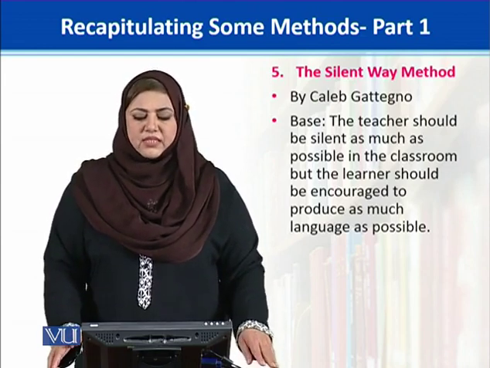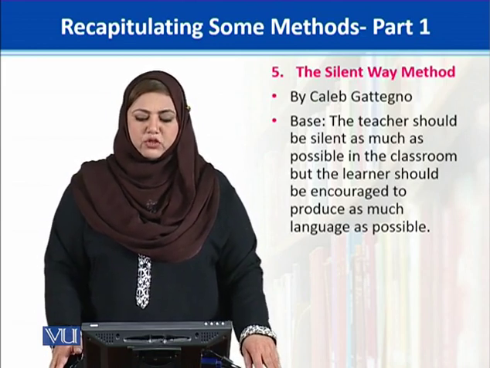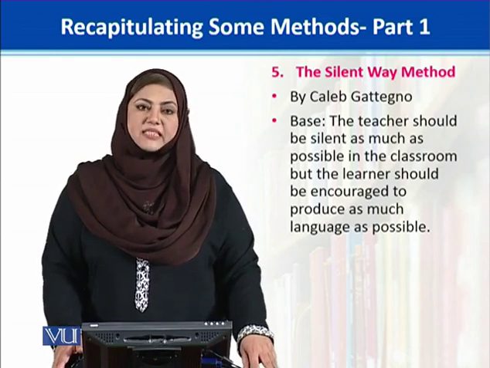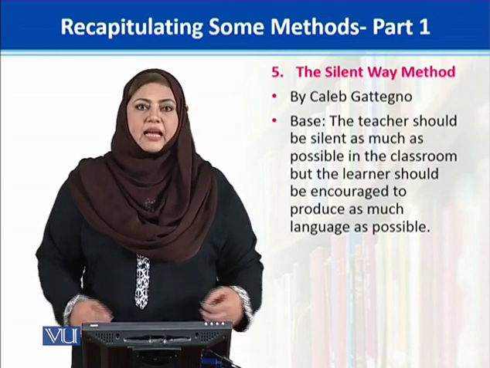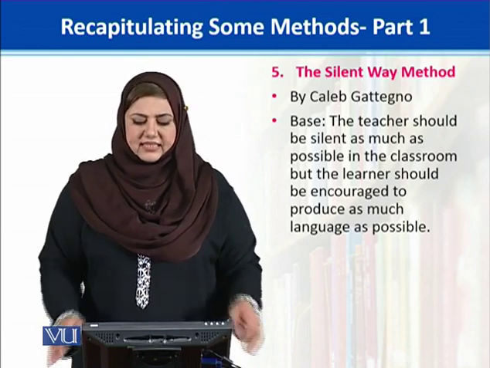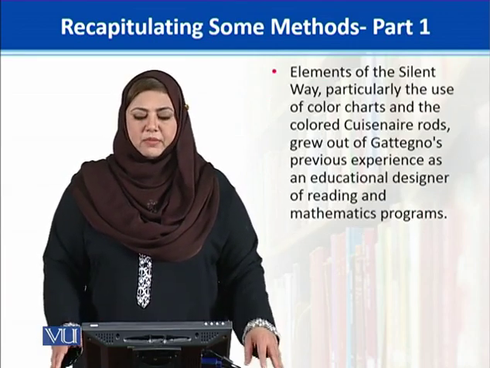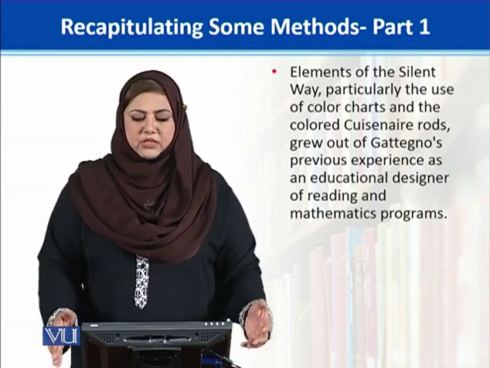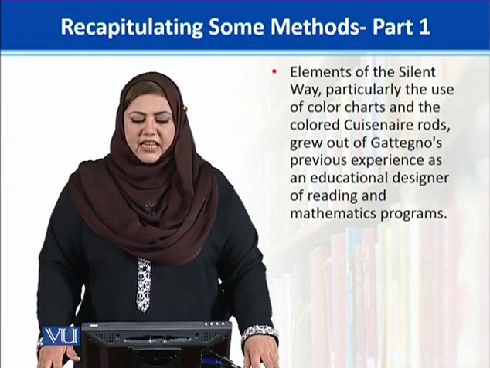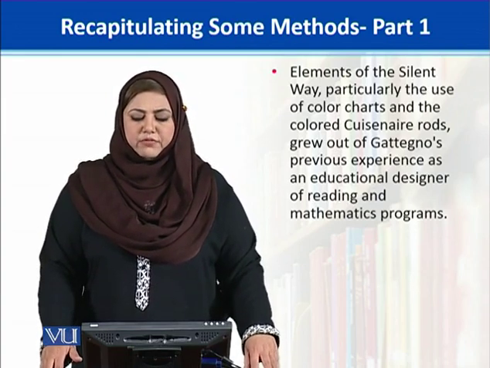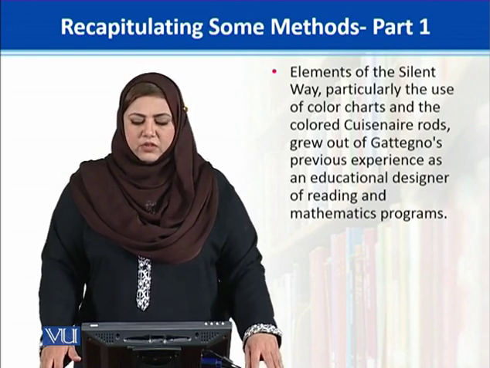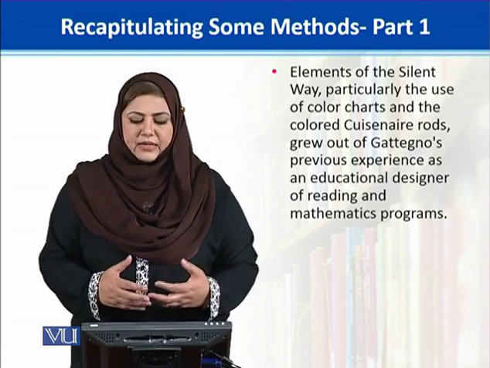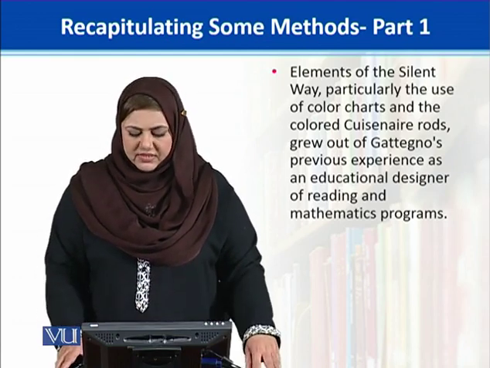With this, we come to the silent way method. This was introduced by Caleb Gattegno, and the base of this is that the teacher should be silent as much as possible. Again, the name of the method, the silent way, suggests that. So the teacher is supposed to remain as much silent as possible and just to facilitate the process of language learning. Elements of the silent way particularly include the use of color charts and the colored rods that are used for educational purposes and that were designed by Gattegno himself.